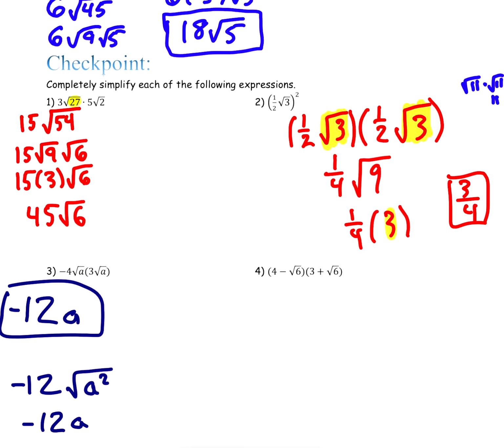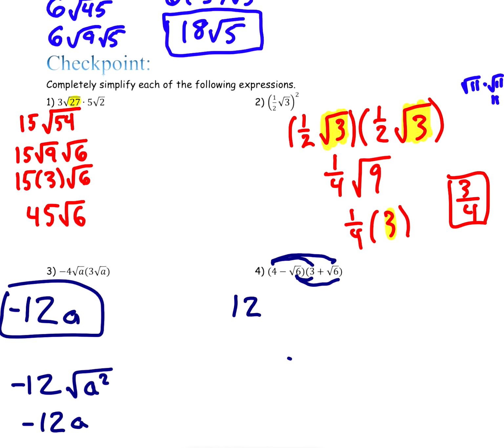And 4, make sure you double distribute here. This is the most important part. We're multiplying everything on the left by everything in the right parentheses. So that would be 4 times 3, which would be 12.